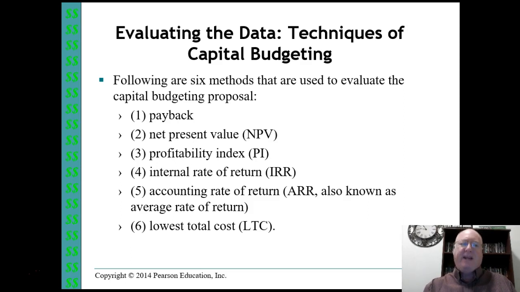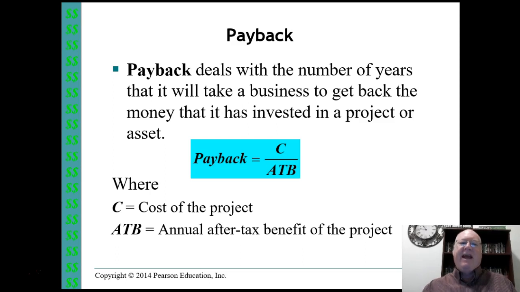The first method is the payback method. The payback method basically deals with the number of years that it will take a business to get back the money that it has invested in a project or an asset. And you can just see arithmetically here, it's just the cost of the project divided by the annual after-tax benefit of the project.